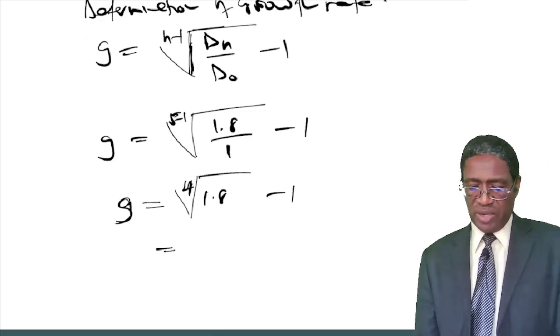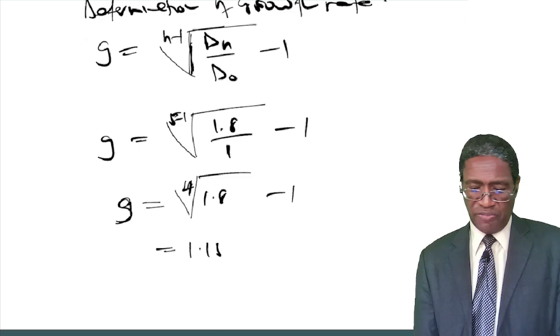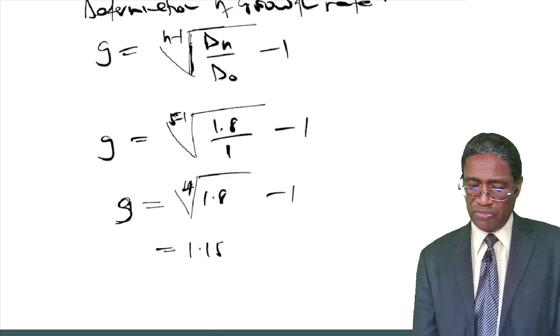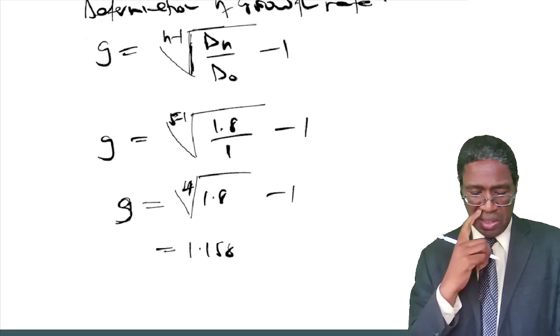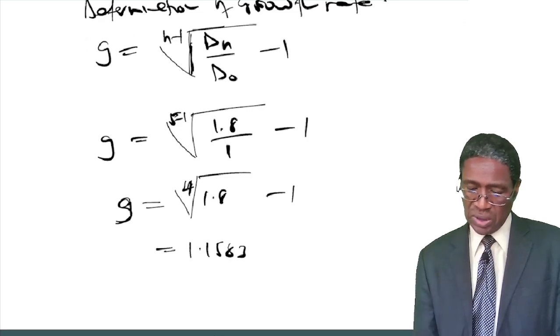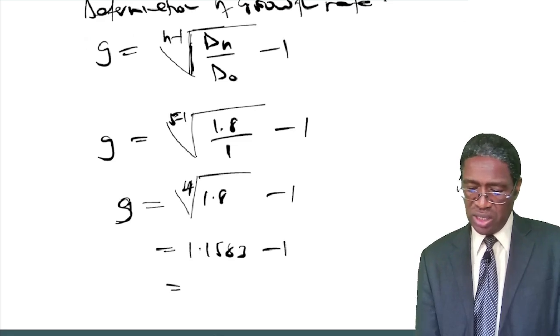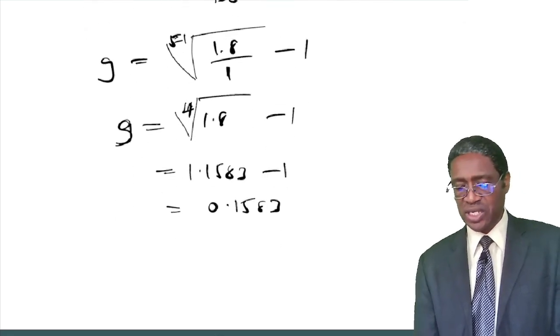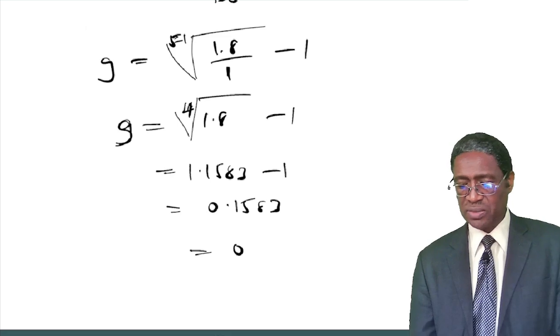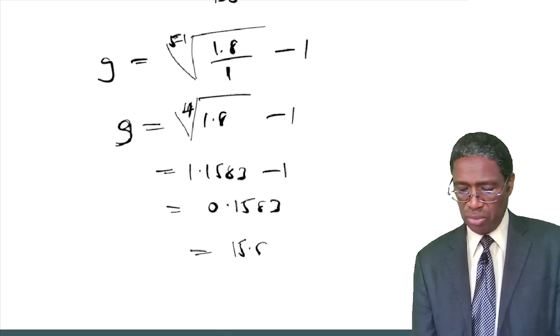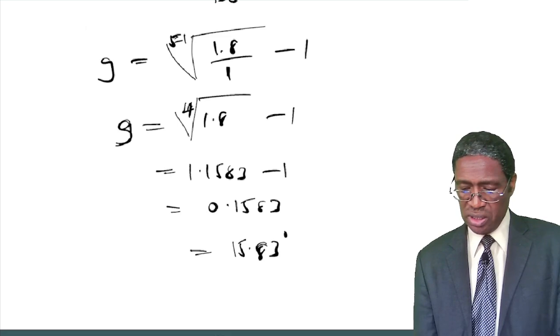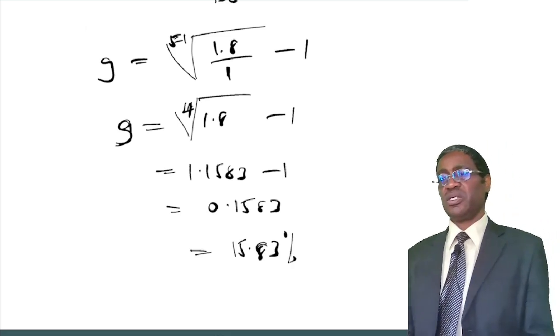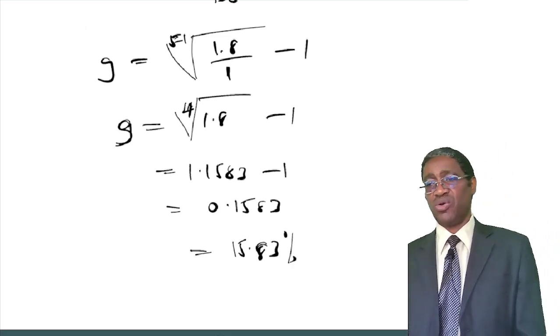If I'm correct, I'm getting something like 1.158, 1.583. If I now minus 1, that looks like 0.1583. If I express it as a percentage, that will be 15.83%. That is the growth rate.